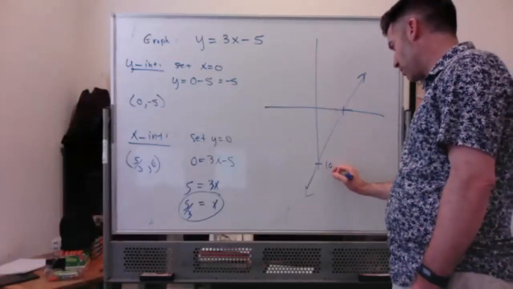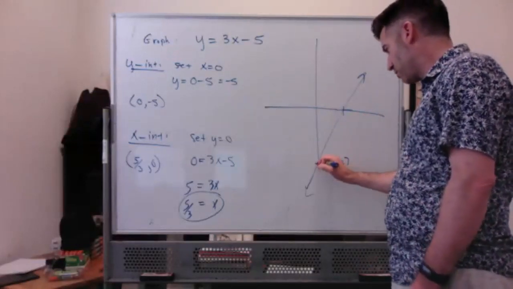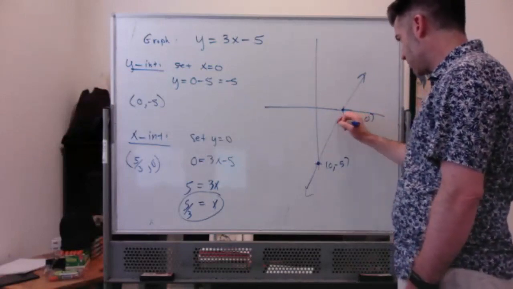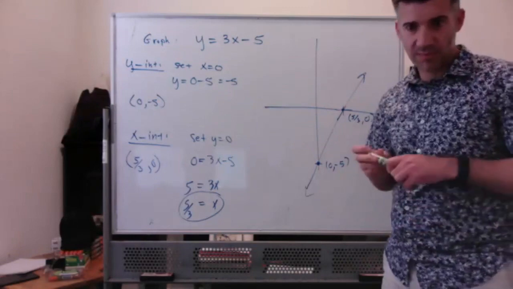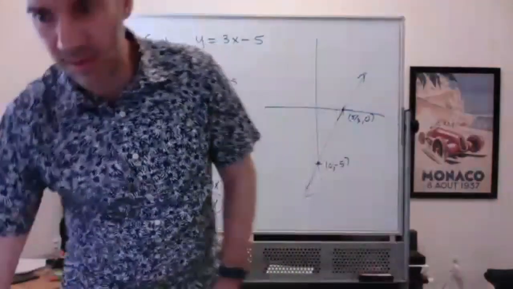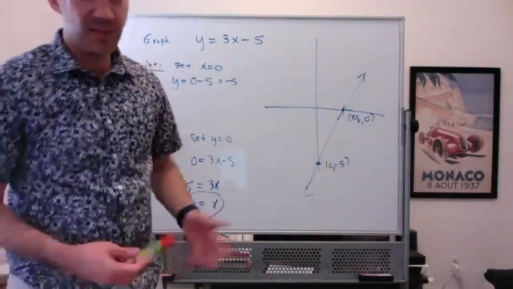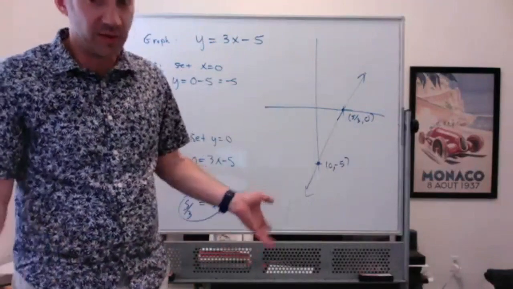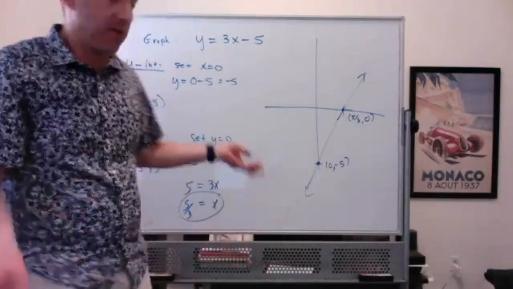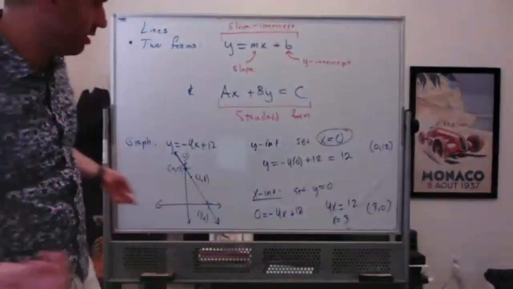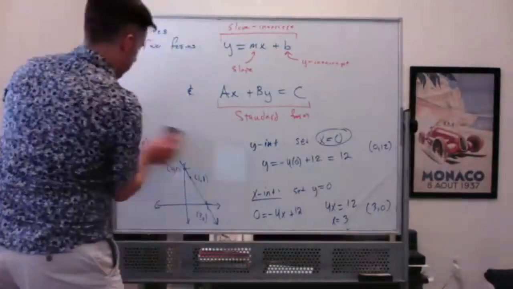And that's (0, -5). And that's (5/3, 0). And I really should say, it's not much more exciting than that. That's kind of it when it comes to graphing lines. You find the x-intercept, you find the y-intercept, usually in the other order, and then you plot them in your graph.